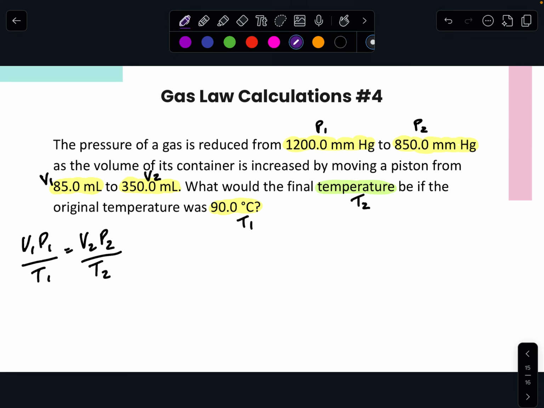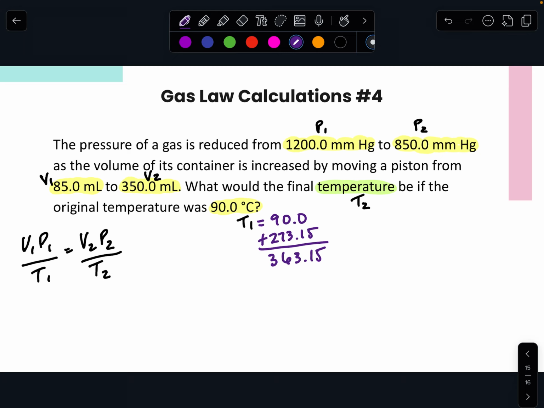Don't forget though, with my T1, right now it's 90, but I have to remember to add 273 because I need it to be in Kelvin. I cannot use the 90 because that's Celsius. So all I have to do is add 273. So this is my new temperature that I want to use.